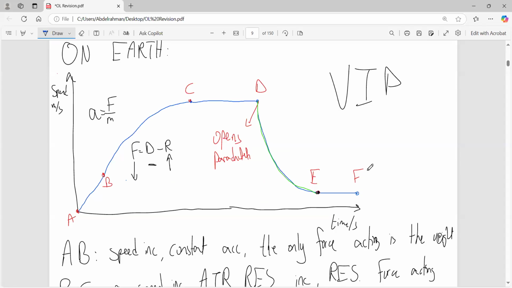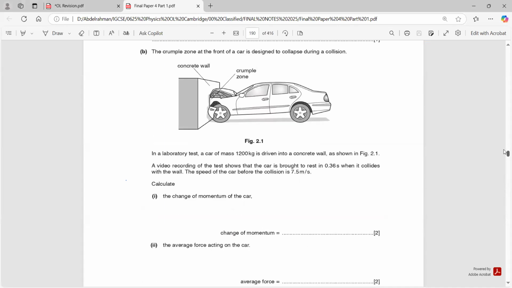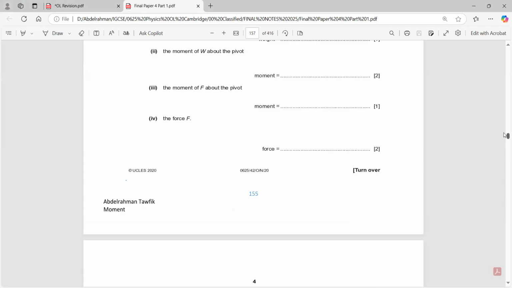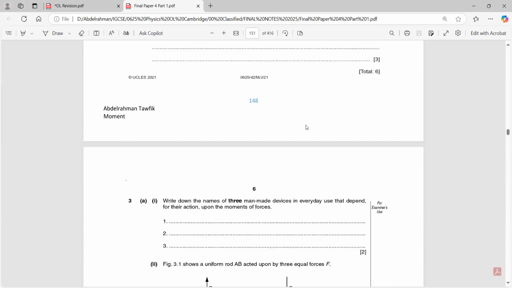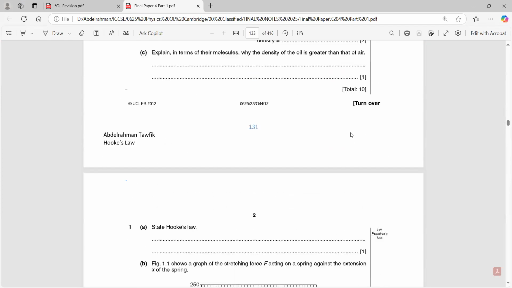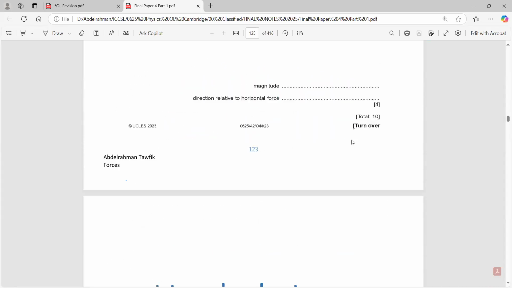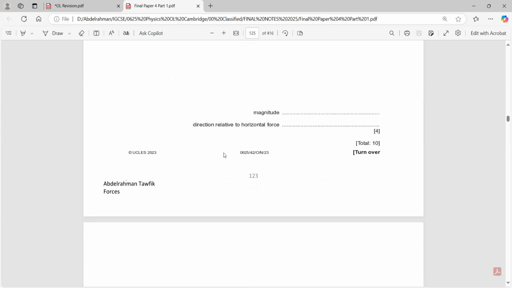But let's solve a couple of questions in your classified paper 4, part 1, on forces. Let's start from the end again. Forces was page, moment. We need to solve a couple of questions on forces and then we'll move on to Hooke's law. The last page was page 123.